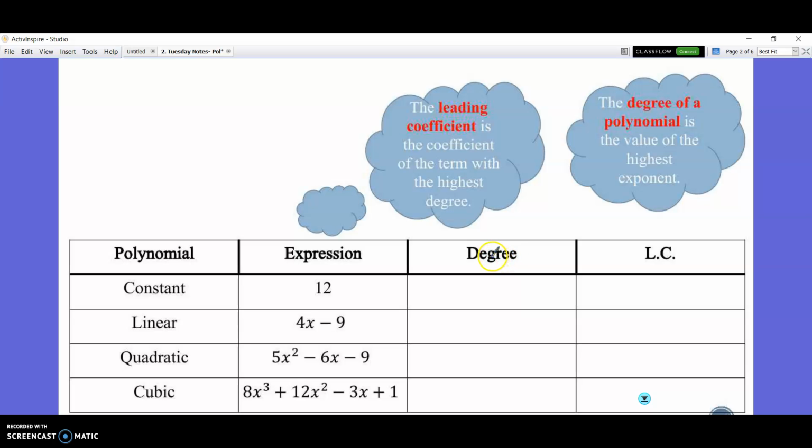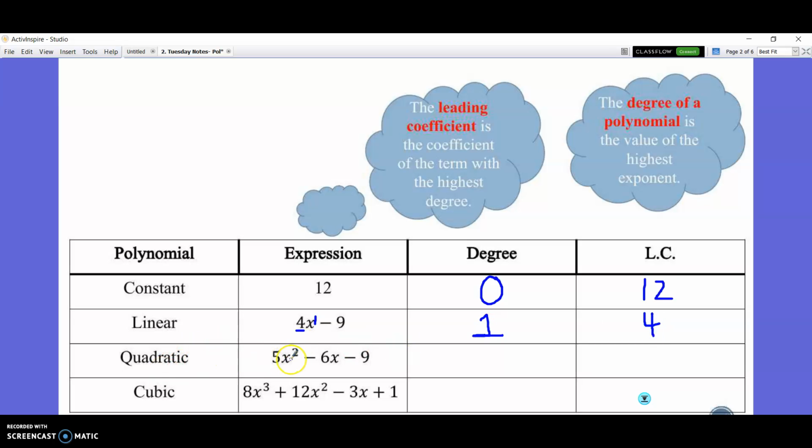The degree for a constant is always going to be 0 because there is no variable, so the exponent is 0. The leading coefficient is going to be 12. For a linear polynomial, here's what that expression looks like: 4x minus 9. So our highest exponent is 1 because there's an invisible 1 for that x. So our degree is 1, and our leading coefficient is the coefficient for that term, so that's 4.